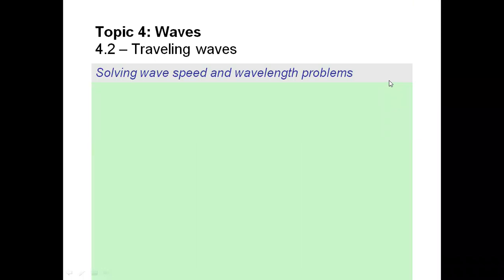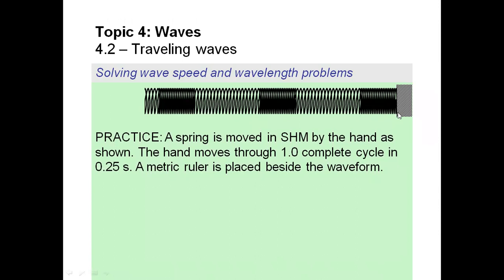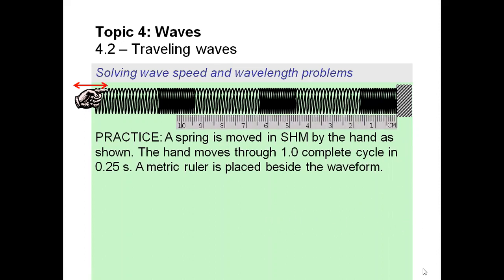Now we will have some problems, some questions to apply these definitions. So let's see. Practice. A spring is moved in simple harmonic motion by the hand as shown. The hand moves through one complete cycle in 0.25 seconds. So that means the hand is moving forward and backward in 0.25 seconds. A metric ruler is placed beside the waveform, like this. And the question is, what is the wavelength?